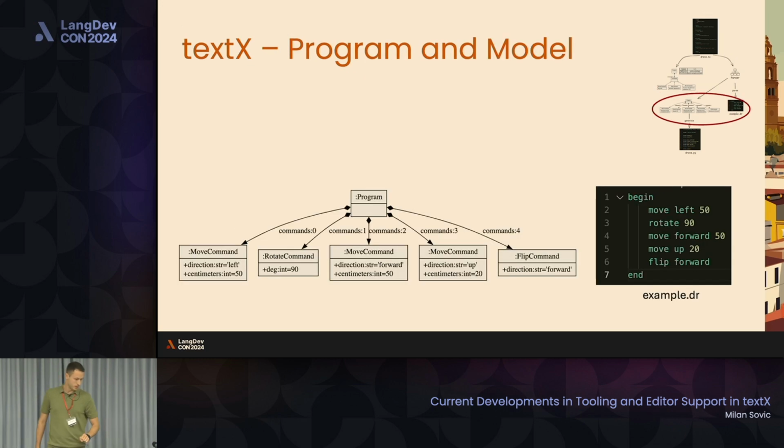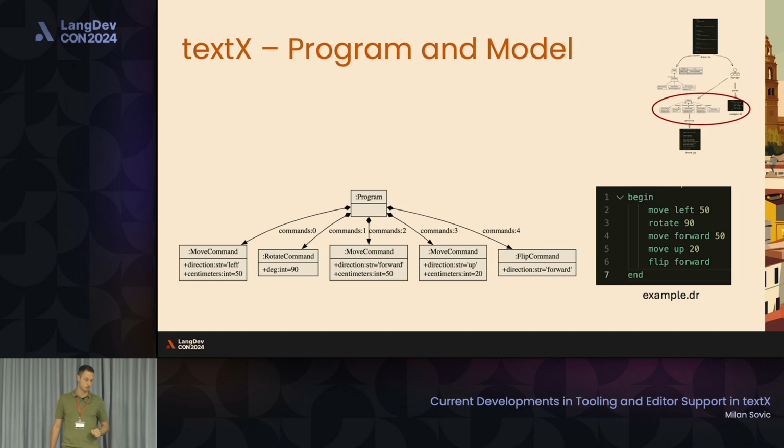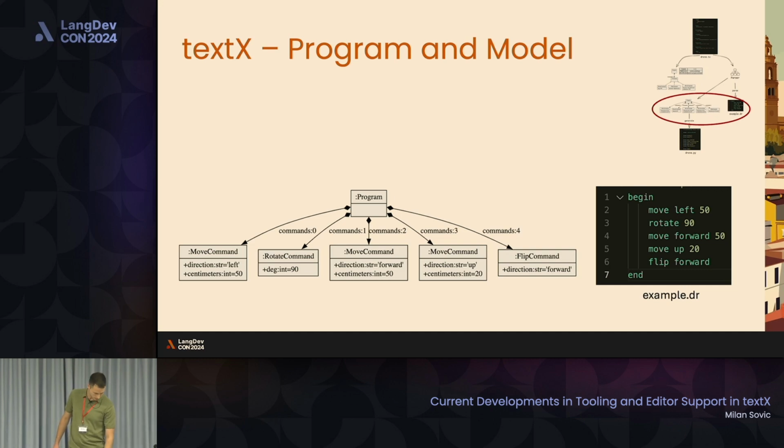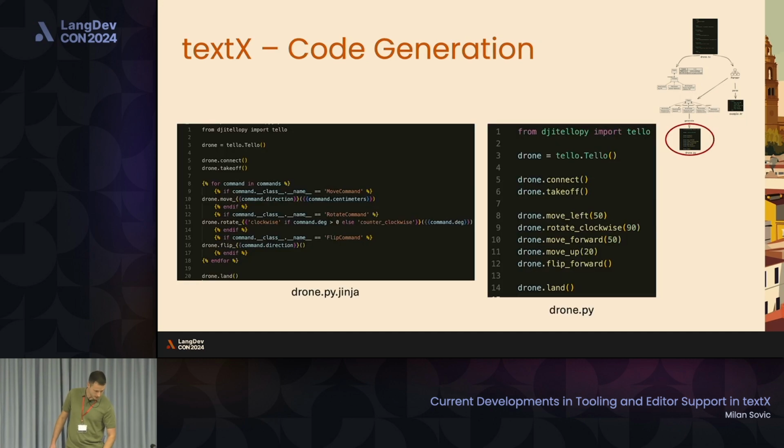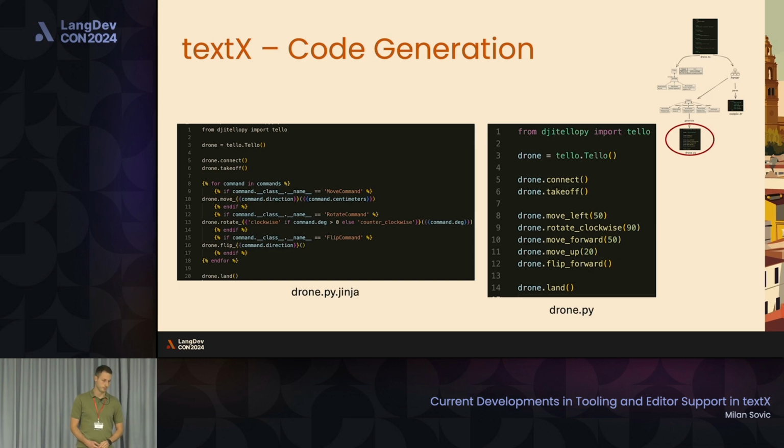Second step is the model. Here we have 5 specific commands in the program, and the model has 5 Python objects, each one corresponding to 1 command. And here is the final output. It is a drone.py file. And on the left, you can see the Jinja templates that we use to generate this file.